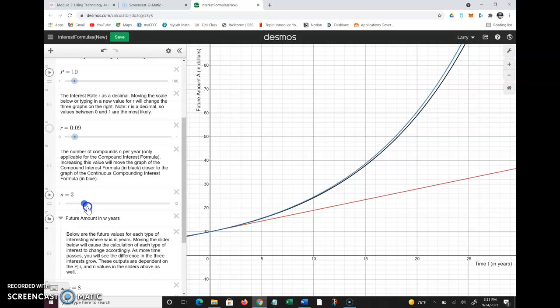This black line is going to start to get closer and closer, and it's going to mimic the continuous compounding line. The idea here is that if I continuously compound, if I compound every possible second, what I'm going to end up with is the blue line.